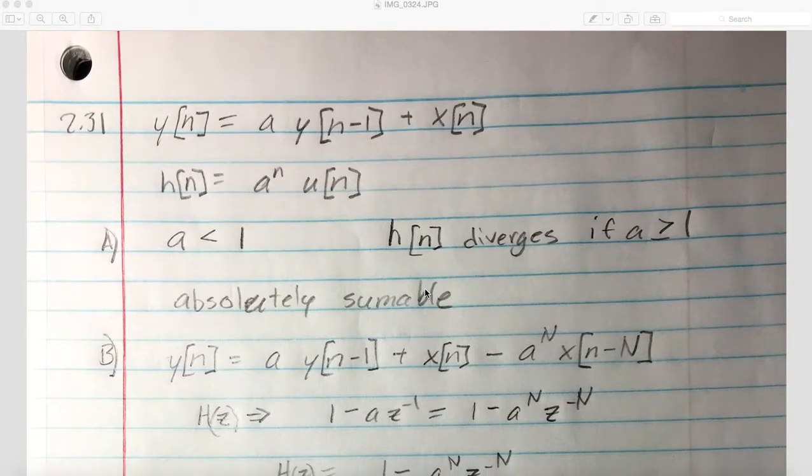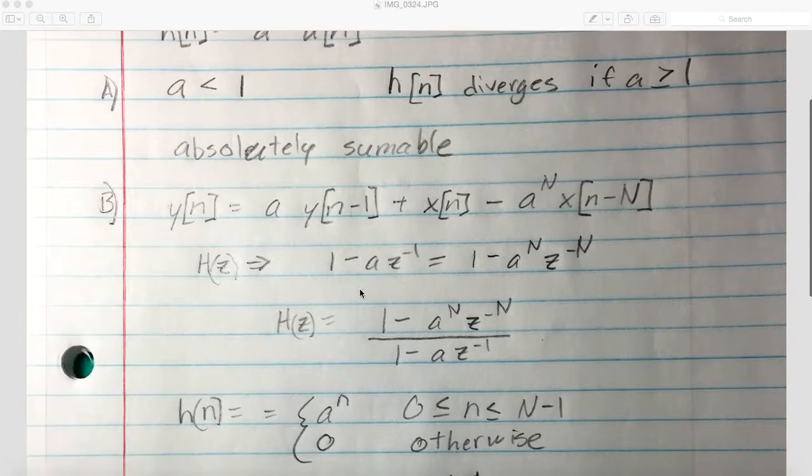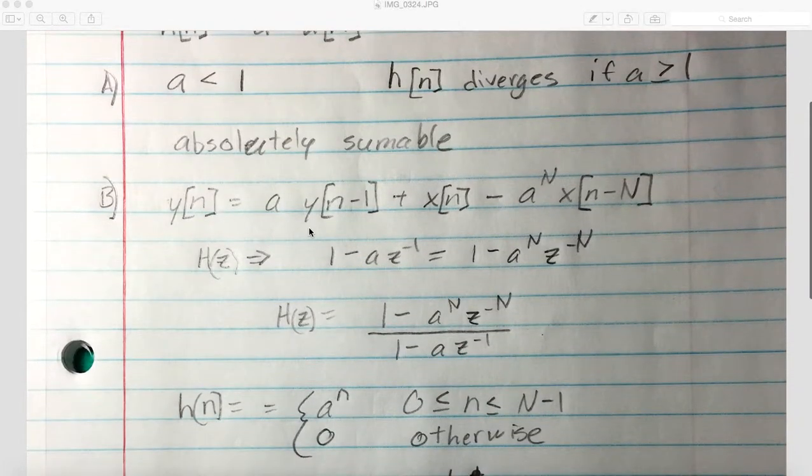Part B says, consider a causal LTI system for which the input and output are related by the difference equation y of n is equal to a times y of n minus 1 plus x of n minus a to the nth times x of n minus capital N. Determine and sketch the impulse response of this system.